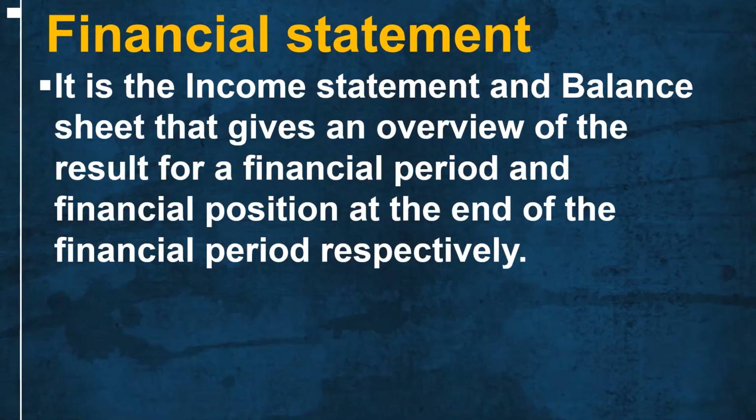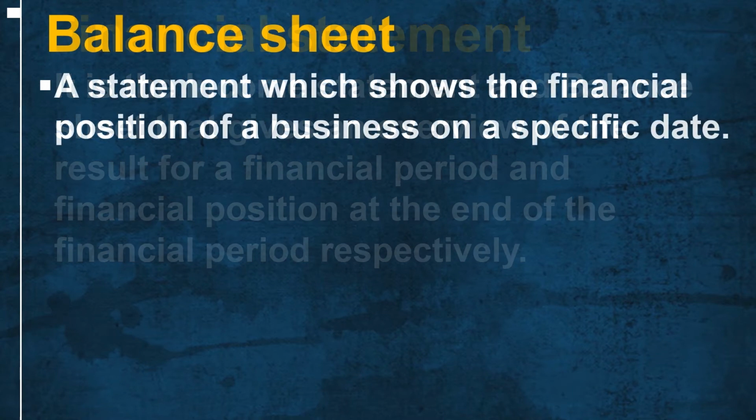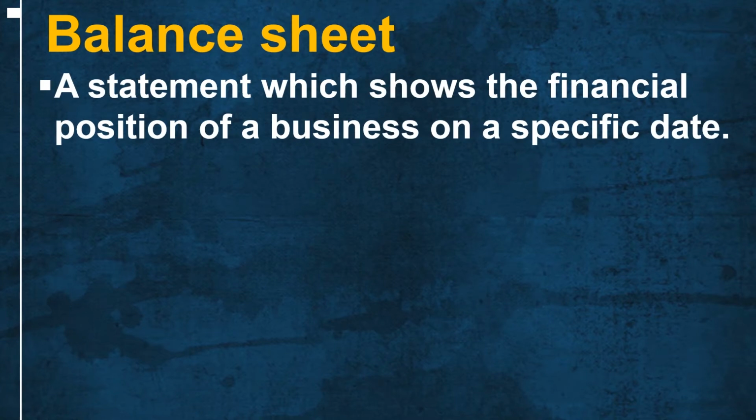Let us define what financial statements and balance sheet is. Well, financial statements are the income statement and balance sheet that give an overview of the results for a financial period and financial position at the end of the financial period respectively. While a balance sheet is a statement which shows the financial position of a business on a specific date.